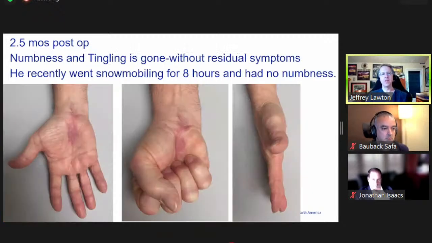And at 2.5 months, his numbness and tingling are gone, no residual symptoms. And he tested it out by going up to northern Michigan snowmobiling for an 8-hour run and had good results. So he was pleased with it.